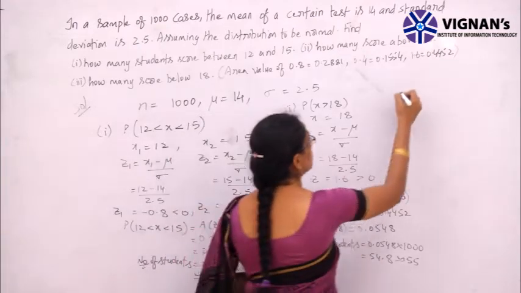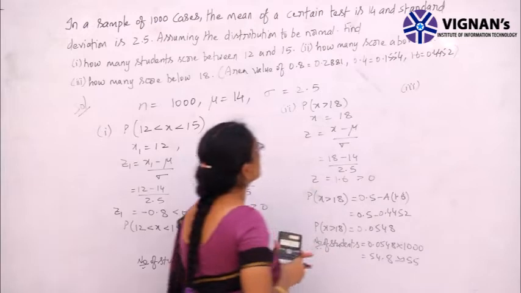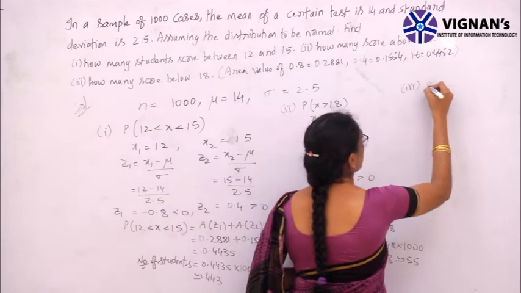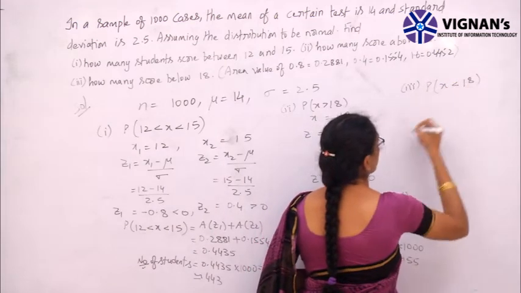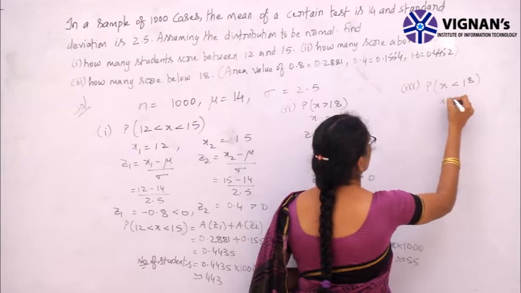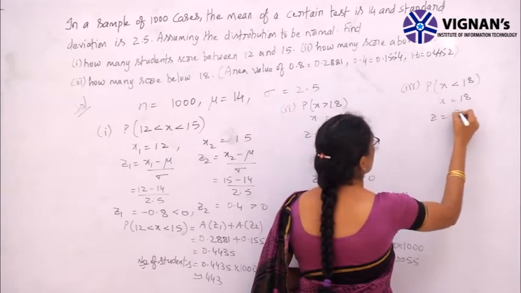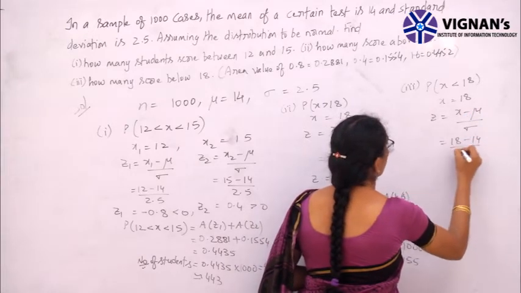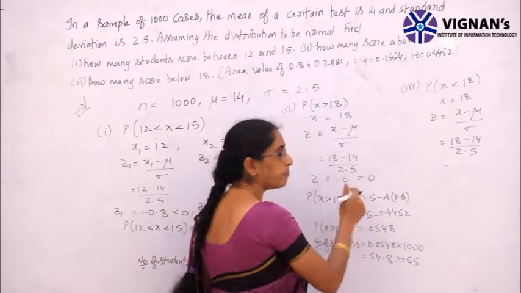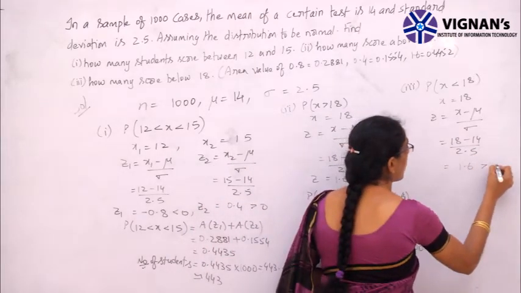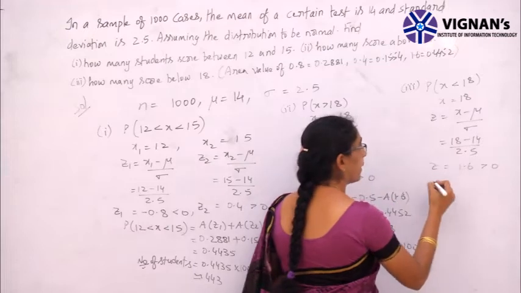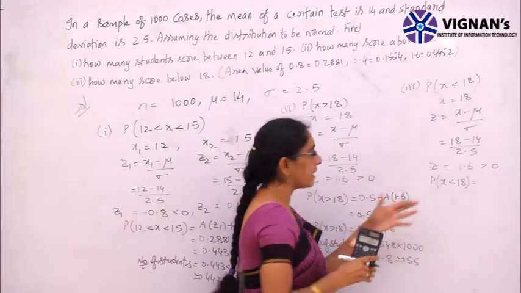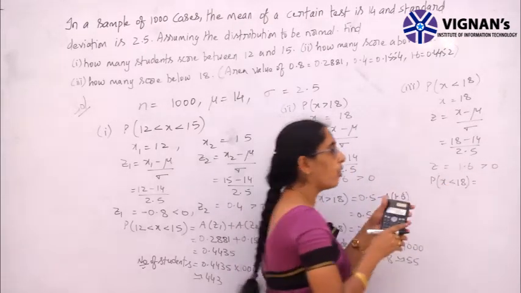Then third bit. What is the third bit we have to find? How many score below 18? That means probability of x less than 18 we have to find. So here x equal to 18. So z equal to x minus mu by sigma, that means 18 minus 14 by 2.5. The same thing you will get, 1.6 here. But here 1.6 means greater than 0. But we are finding probability of x less than 18 here. So here we have less than, here we have greater than, opposite symbol.